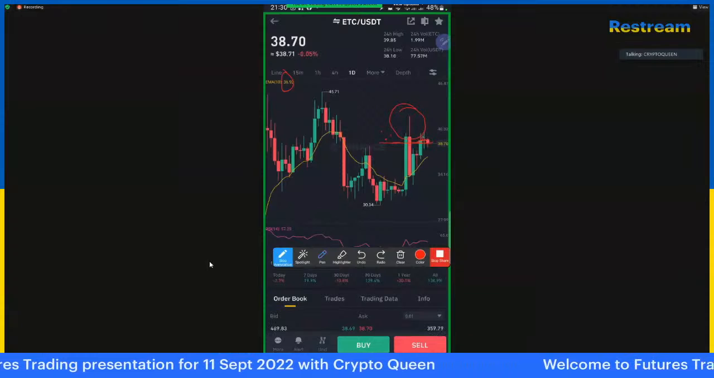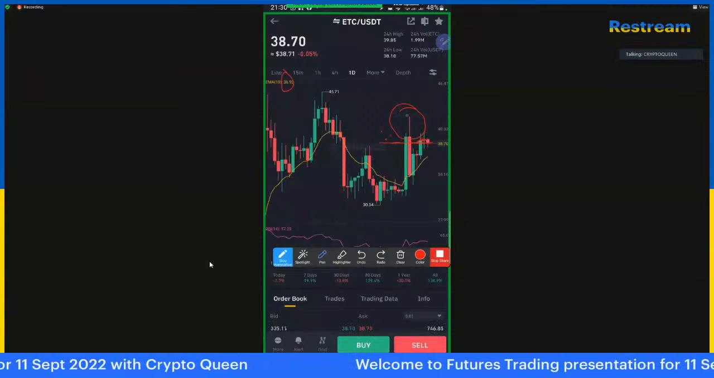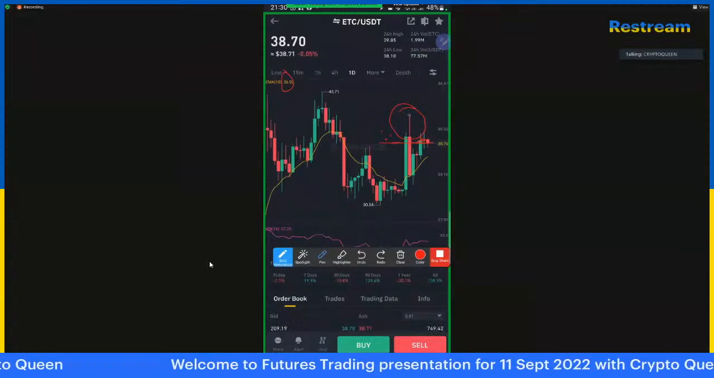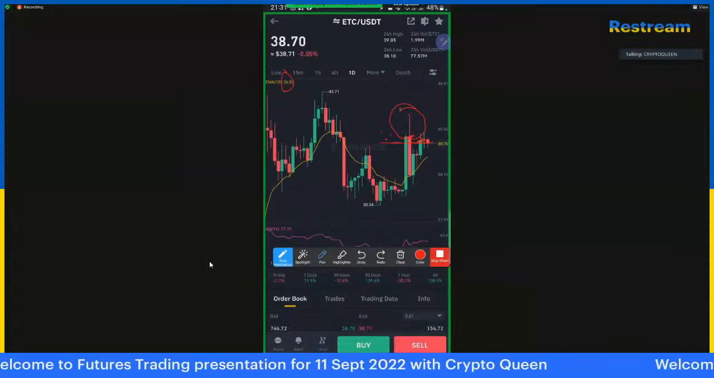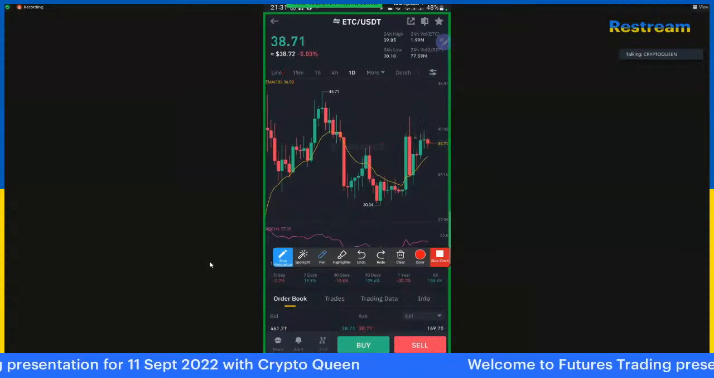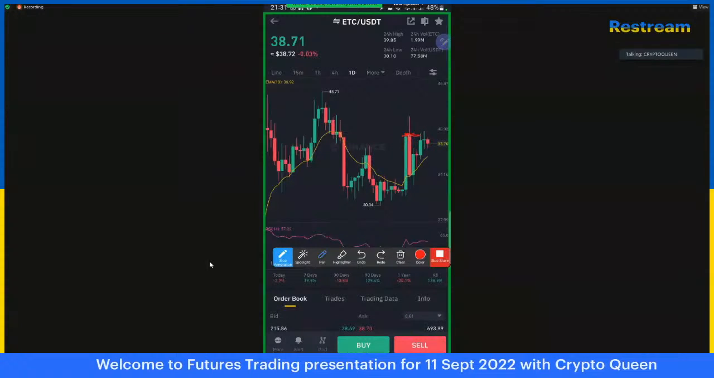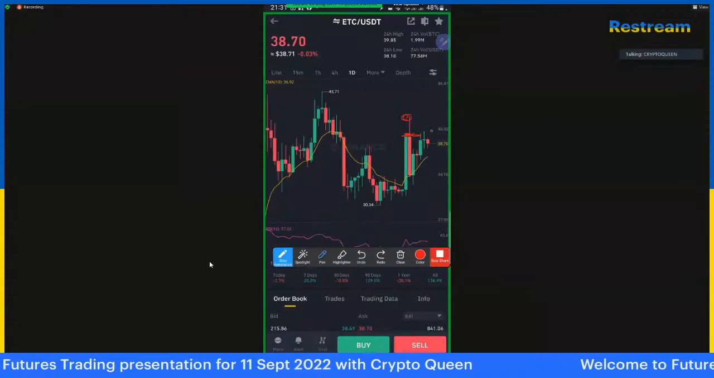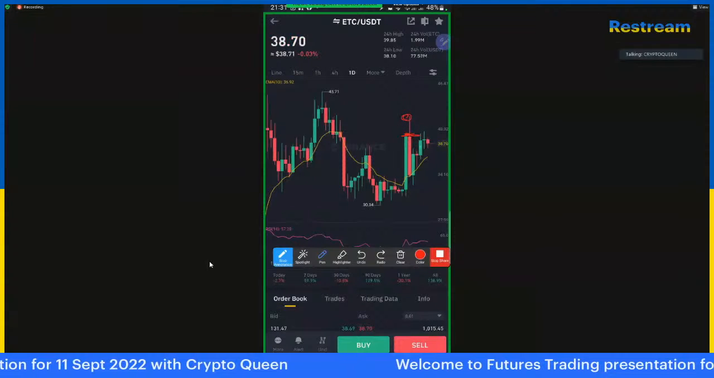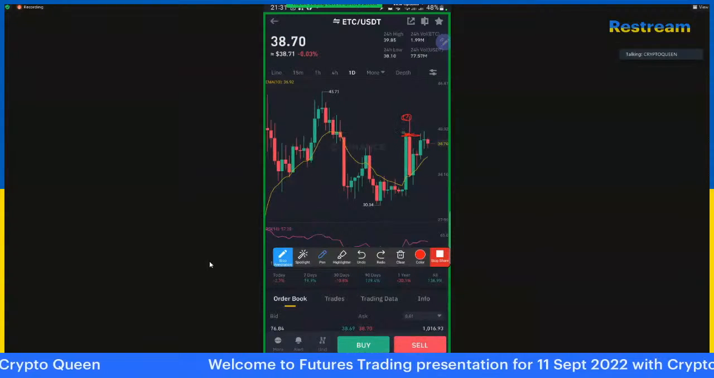not where it's rejected. There's a difference between where price is rejected and where the candle closed. So this is where this candle closed here. If you can see, this candle closed and closed. This is where it closed. This one is where it's rejected and it pulled back. So you're going to consider this as a candle closure.